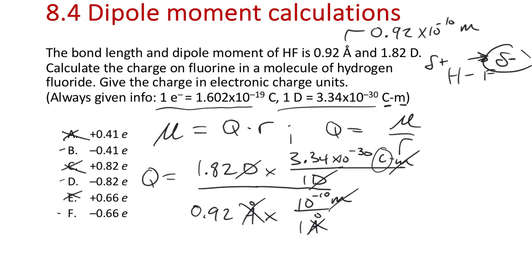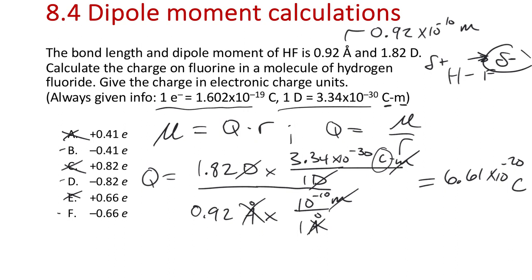And now let's go ahead and leave it in coulombs to calculate it, see what it is, and then we can try to convert it to the charge relative to an electron. So let's just calculate this in coulombs. So 1.82 times 3.34 E minus 30 divided by 0.92 E minus 10. I get 6.61 times 10 to the minus 20. And the unit's coulombs.